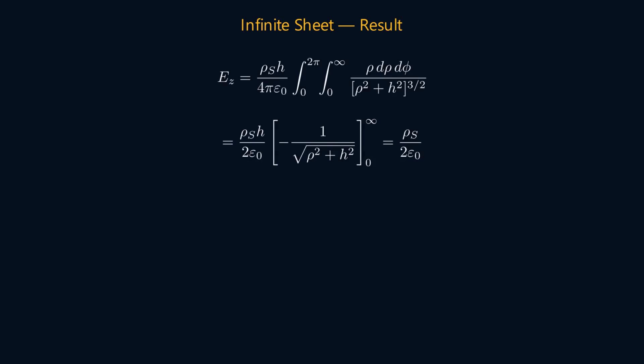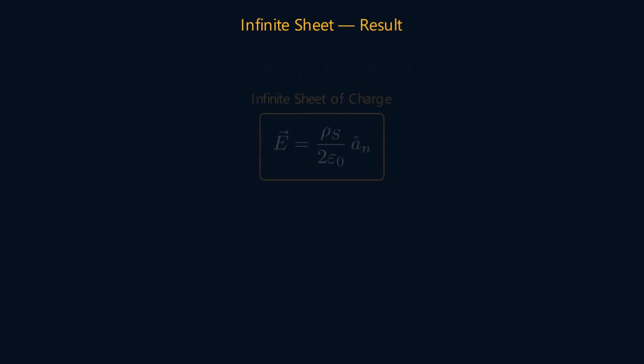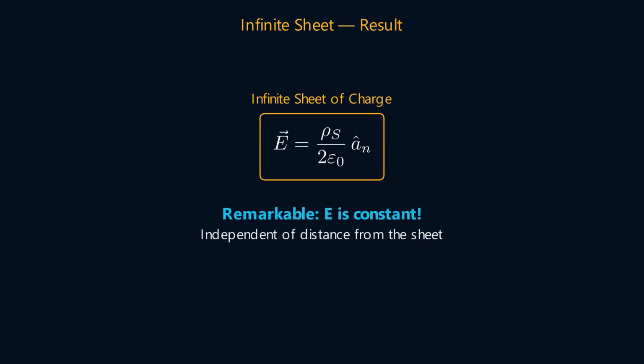This result is remarkable. The electric field of an infinite sheet is constant. It doesn't depend on the distance from the sheet at all. Whether you're 1 centimeter or 1 kilometer away, the field strength is the same. For a parallel plate capacitor with equal and opposite charges, the fields add between the plates, giving E equals ρS over ε0, and cancel outside.